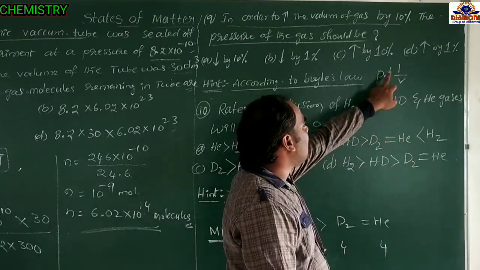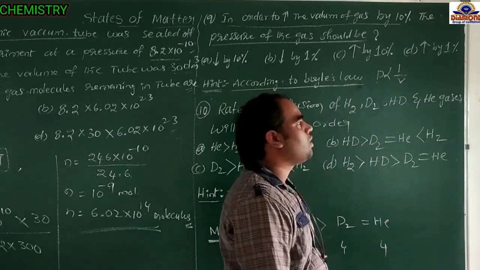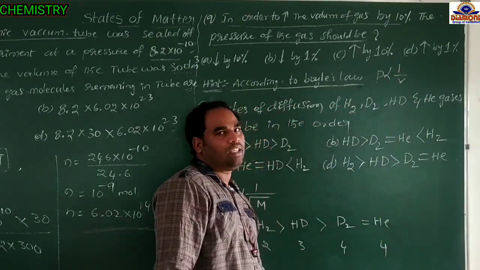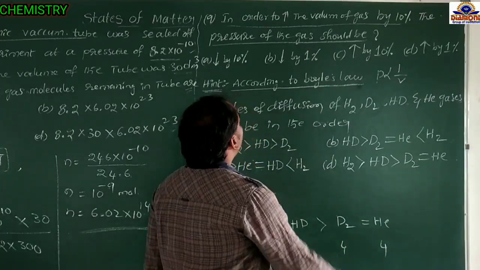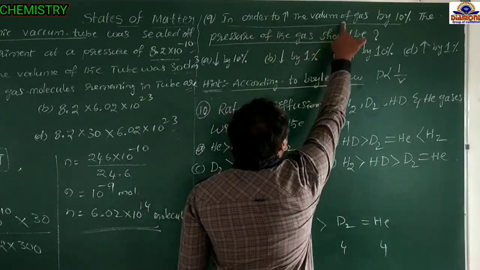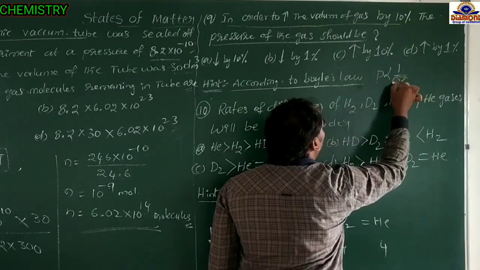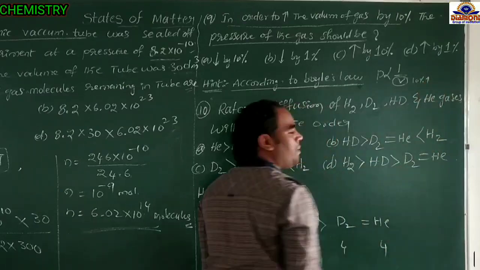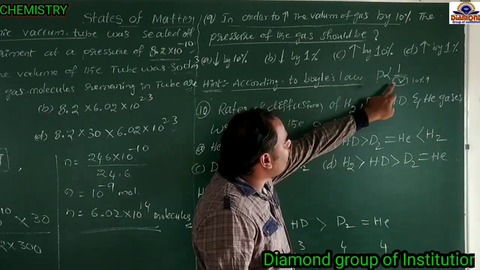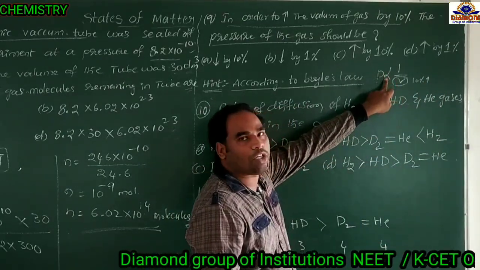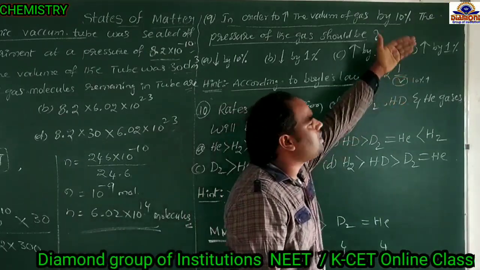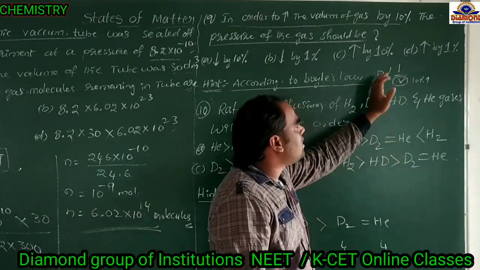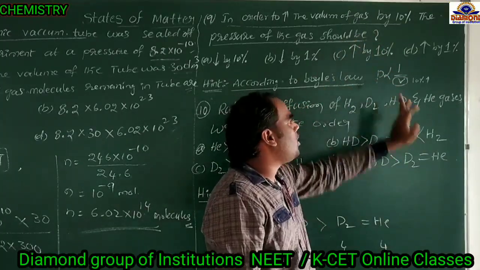Okay, pressure is inversely proportional to volume. This is the Boyle's law equation. Pressure is inversely proportional to volume at a given temperature. So here, the volume of gas is increased by 10 percent. Here, what kind of relation do pressure and volume have? Inversely proportional. Therefore, if the volume increases, pressure decreases. If the volume decreases, pressure increases, because of inverse proportionality.